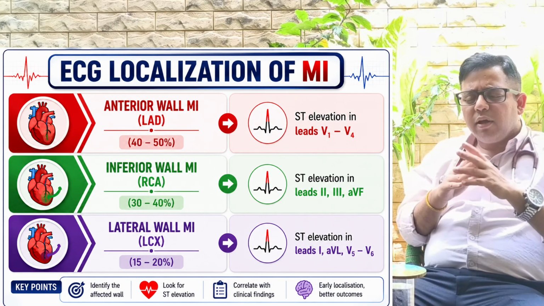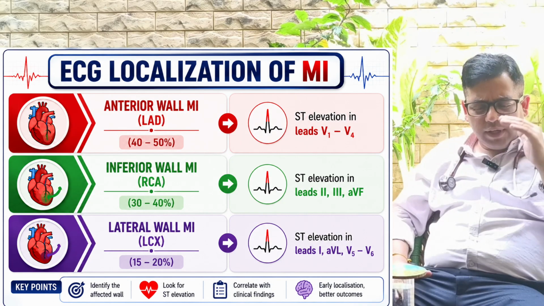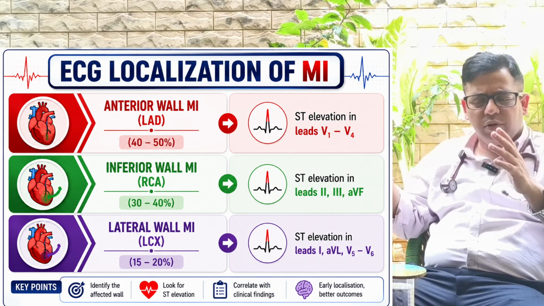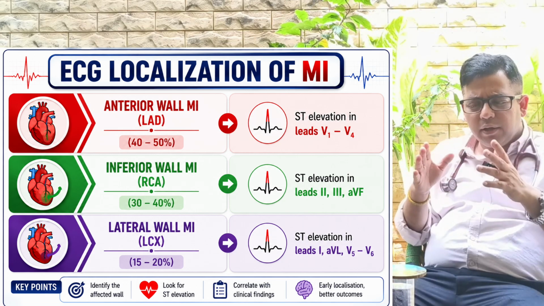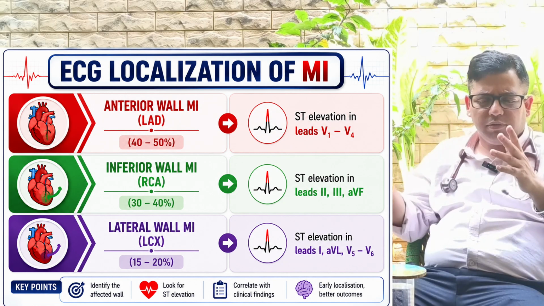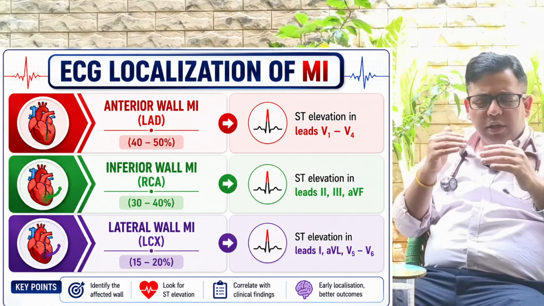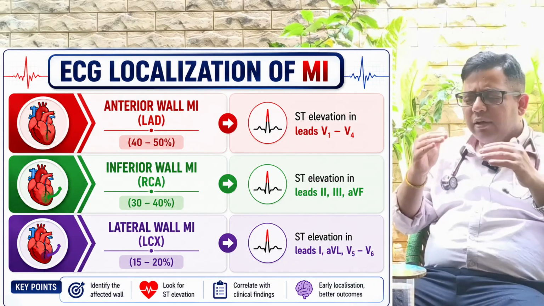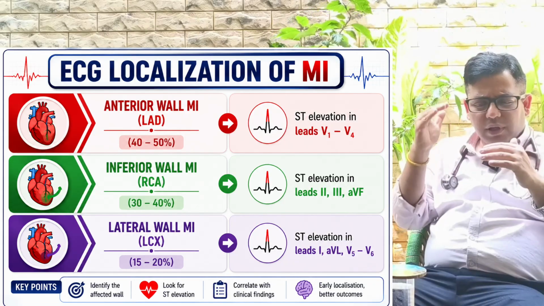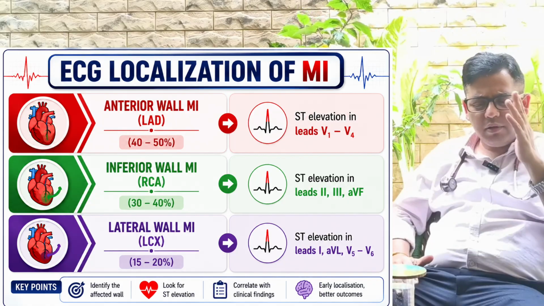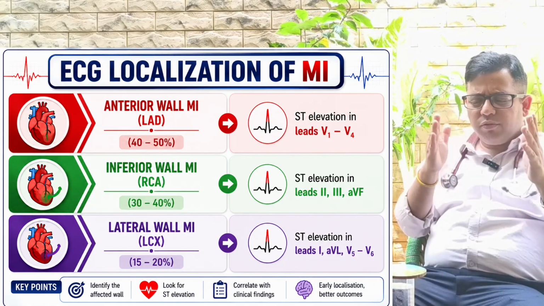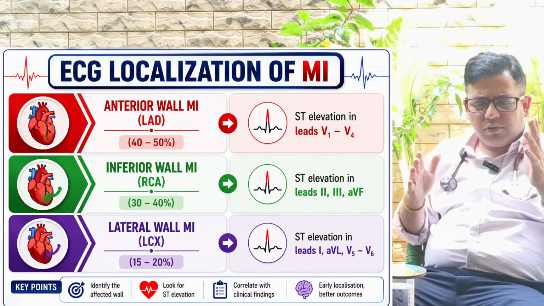In the second case where the right coronary artery is involved, which is in 30 to 50% of the infarcts, we'll get ST elevation in 2, 3 and AVF. And in the third case, that is the LCX, if the LCX is engaged, then we'll get ST elevation in leads 1, AVL, V5 and V6, which is in 15 to 20% of cases of the infarcts.